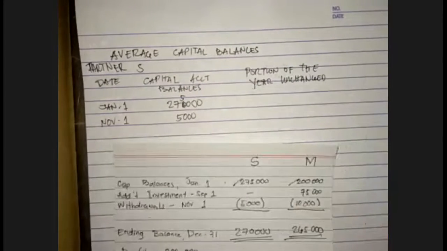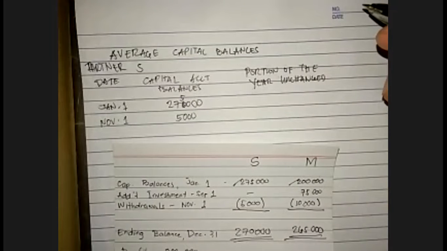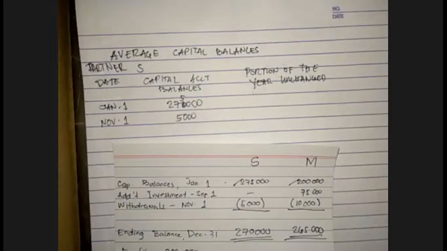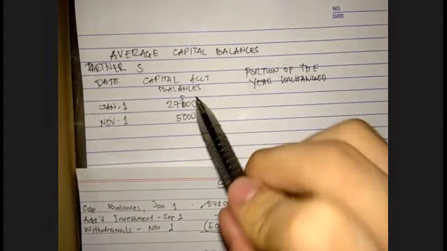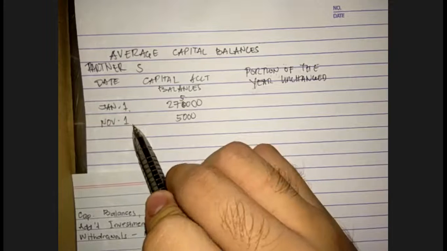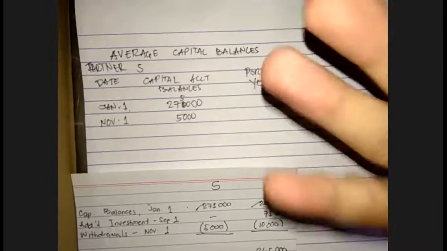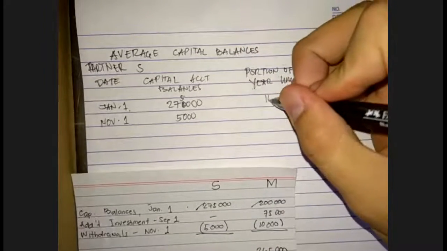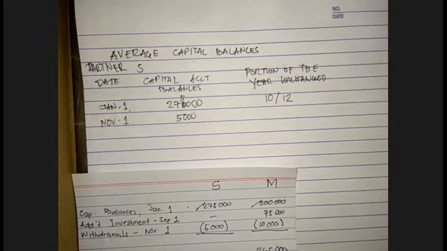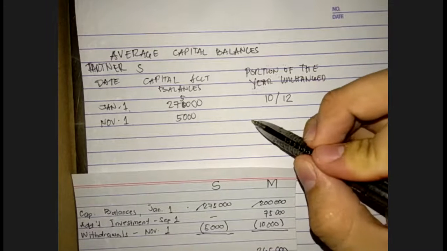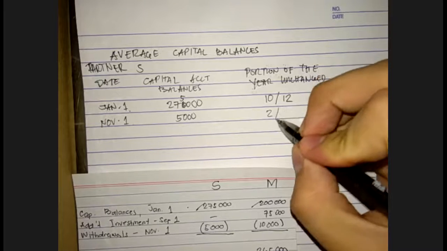Sa portion of the year unchanged, bibilangin natin yung month kung ilan yung hindi siya nagkaroon ng transaction. Kunwari, sa January 1 to November 1, magbibilang tayo: January, February, March, April, May, June, July, August, September, October. So 10 over 12. Yung 12 is yung the whole year, diba? You have 12 months in a year. And from November 1 to December naman ngayon, 2 over 12.